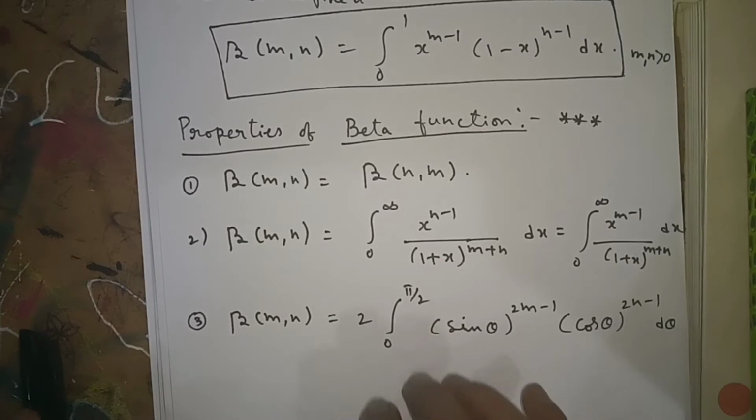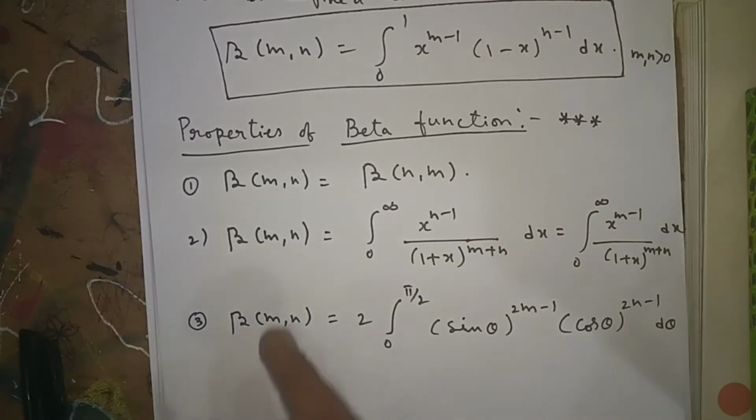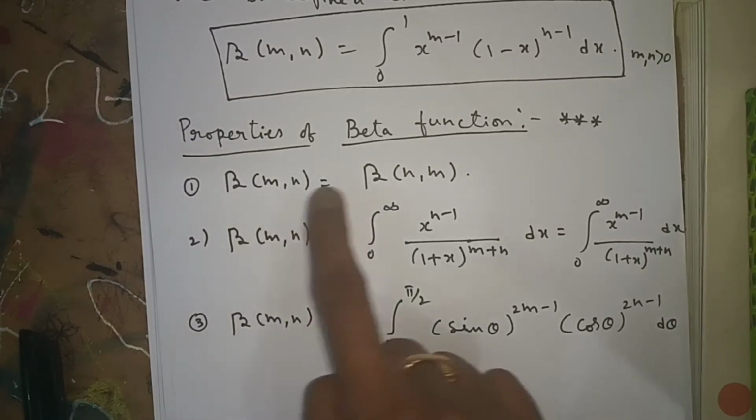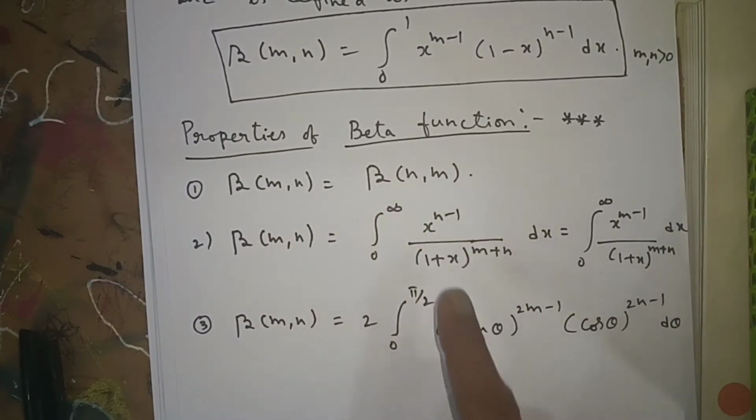Next, we have the properties of a beta function. These properties are nothing but formulas. This is one formula, this is one formula, this is one formula. While doing the problems, whenever it is useful, we have to apply the suitable formula. The formulas are the properties of the beta function. The first one is beta of m, n is equal to beta of n, m.